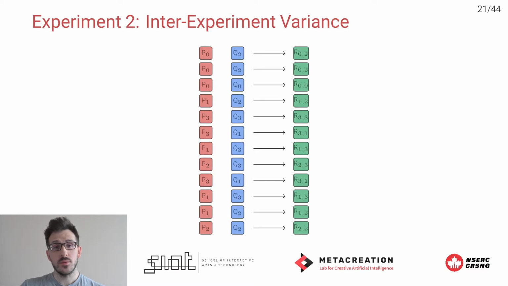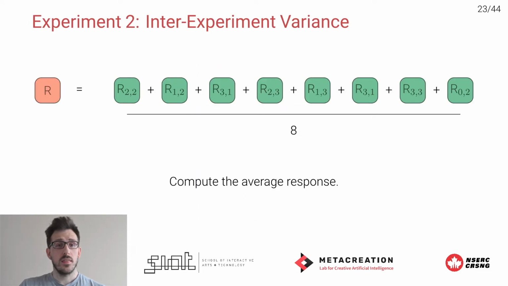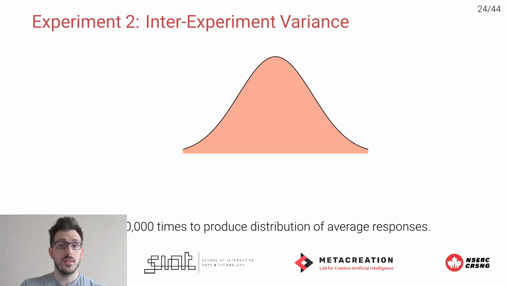In the second experiment, we calculate the variance of experimental results using different experiment designs. To do this, we start with the raw data collected in an actual listening study. Then we randomly sample a subset of the responses such that our chosen experimental design is satisfied. For example, if we are measuring the variance of a cross design with 4 participants, 2 questions, and 8 responses, we ensure that the subset satisfies these conditions. Then we calculate the average response. This process is then repeated 50,000 times to produce a distribution of average responses corresponding to a particular experiment design.